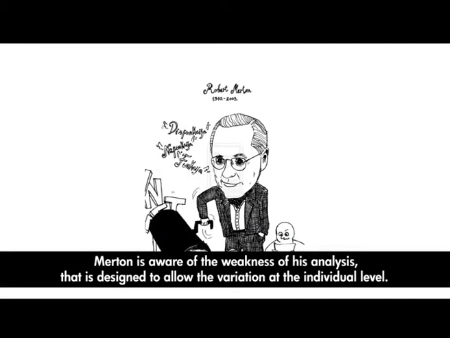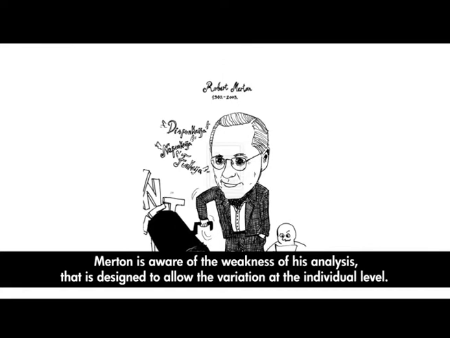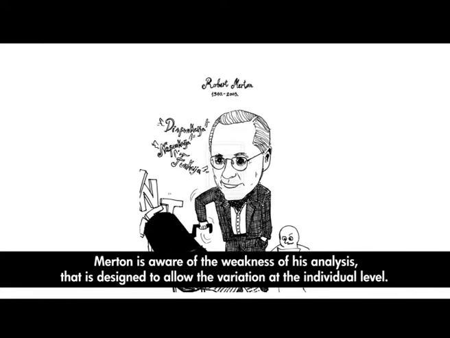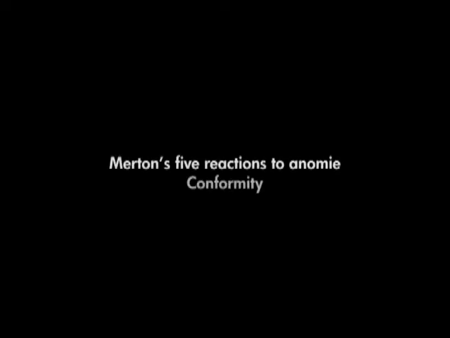Students, please note that Merton's analysis is aimed at explaining why a particular individual has deviated and not the other one. Merton is aware of the weakness of his analysis, that is, the typology is designed to allow variation at the individual level. His analysis does not claim that every individual exposed to similar cultural conflicts reacts the same way. Merton's 5 reactions to anomie.